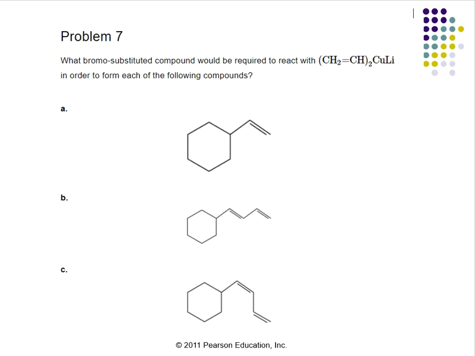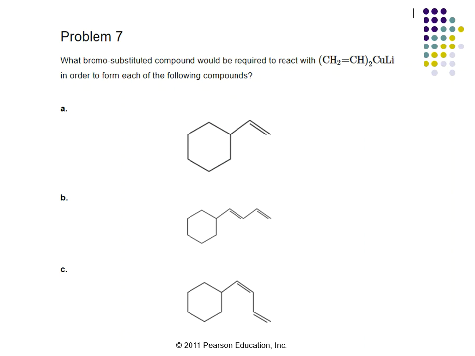All right, so let's take a look at another example. What bromo substituted compound would be required to react with that Gilman that you see that they've written in order to form each of the following? All right, so what I would like for you to do here is just pause the video. I'm not going to start a new one. We're only 3 minutes into this. So just pause the video. Take a stab at A, B, and C and see what you come up with.